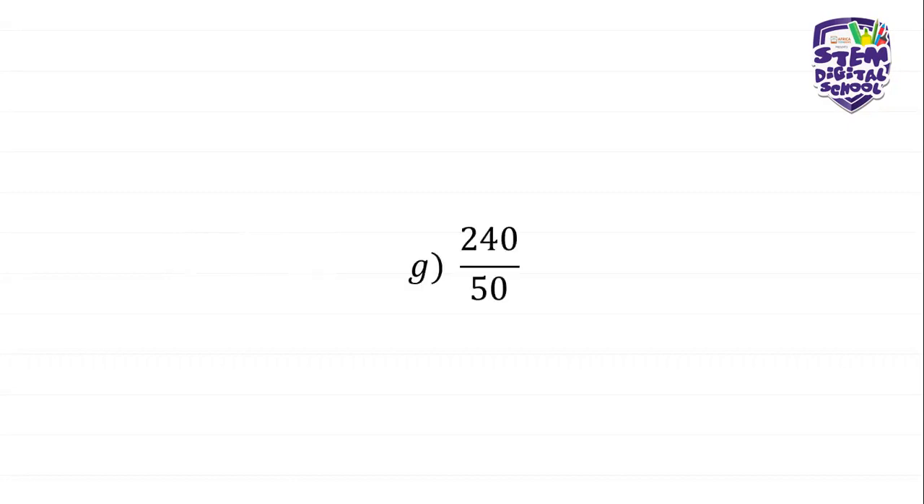Now G is the last one of this simplifying common fractions. We have now 240 over 50. Can we simplify this? Right, Ntlanhla?